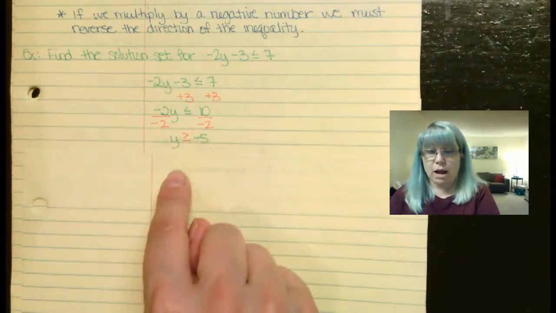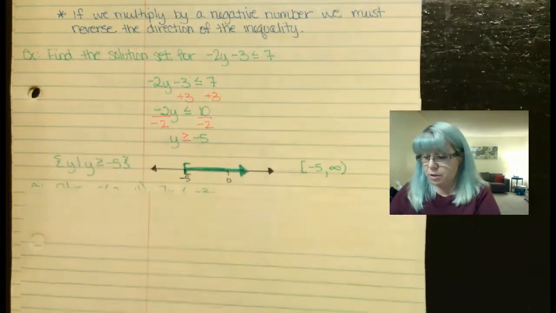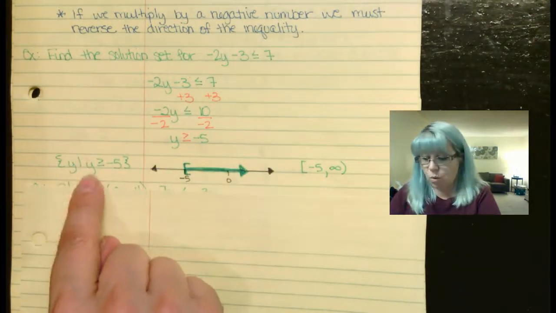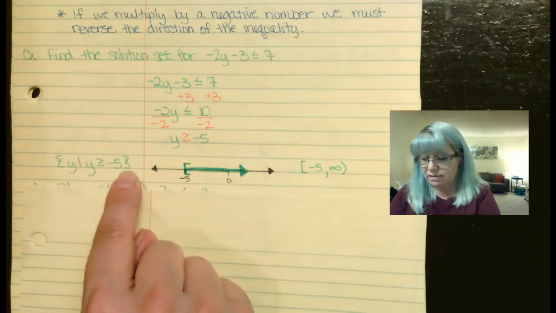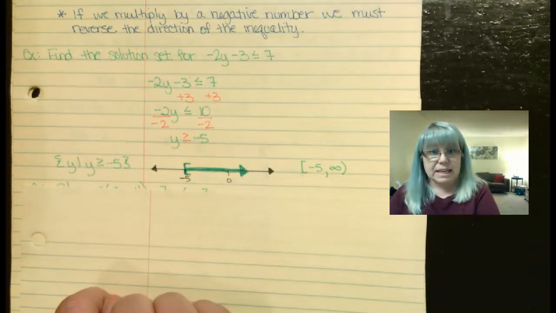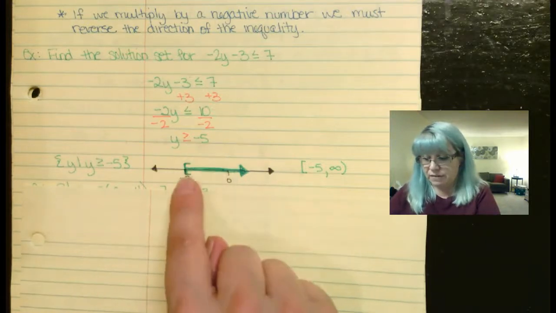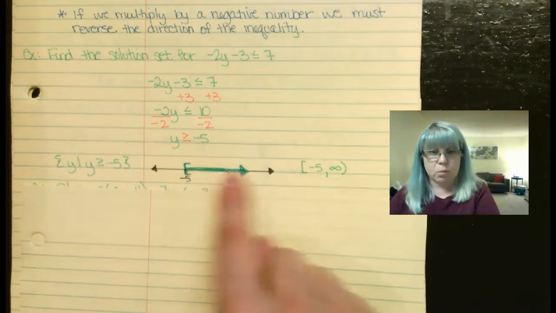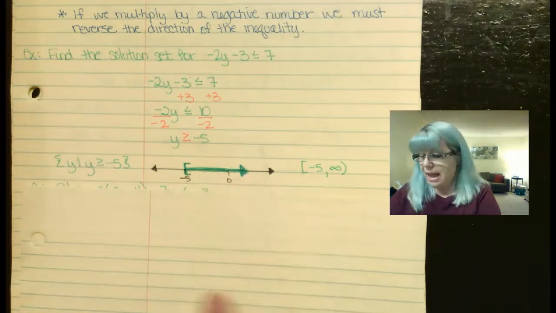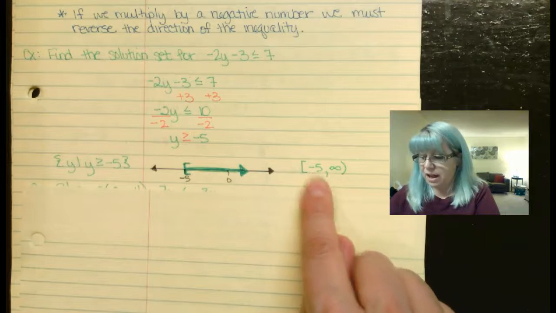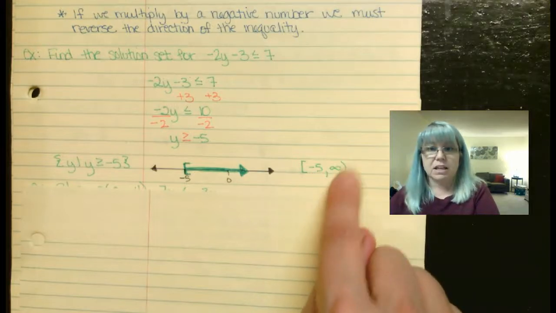Now I know what y is. I can plot it. In set notation, y such that y is greater than or equal to negative 5. In interval graphing notation, since I'm including negative 5, I have a bracket and then pointing to the right. And in interval notation, it is a bracket, negative 5, comma, infinity, parenthesis.